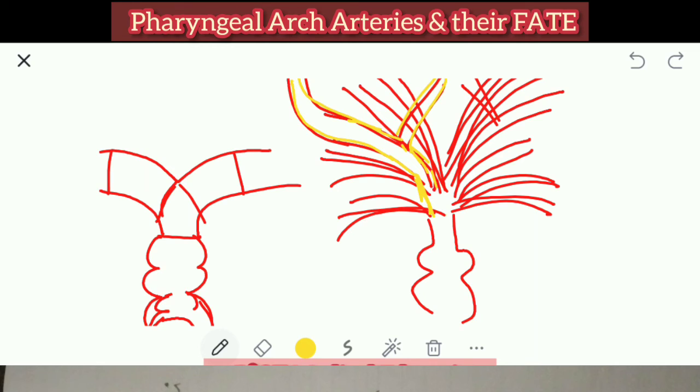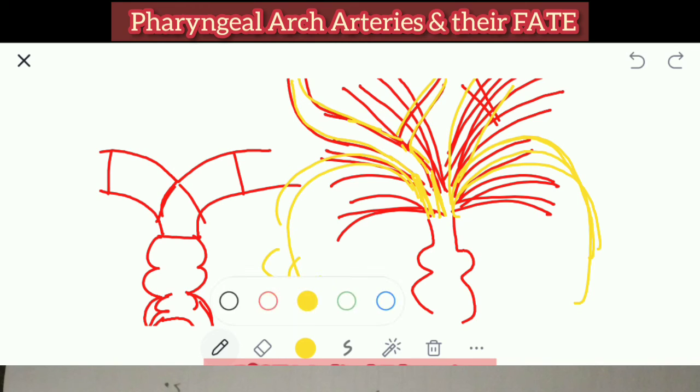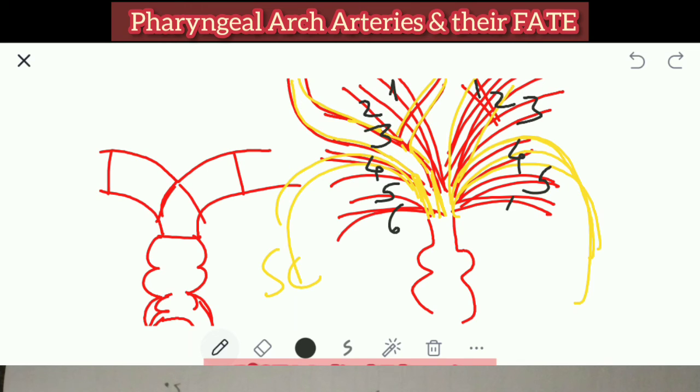And below here is the brachiocephalic. Same on the other side. The fourth one becomes the arch of aorta. Here, fourth one becomes the subclavian. Are you able to make it? See, I will label it in black. This is first arch, second arch, third arch, fourth arch, fifth arch, sixth arch. First, second, third, fourth, fifth, and sixth. This is how all this develops. Are you understanding? And then what happens?